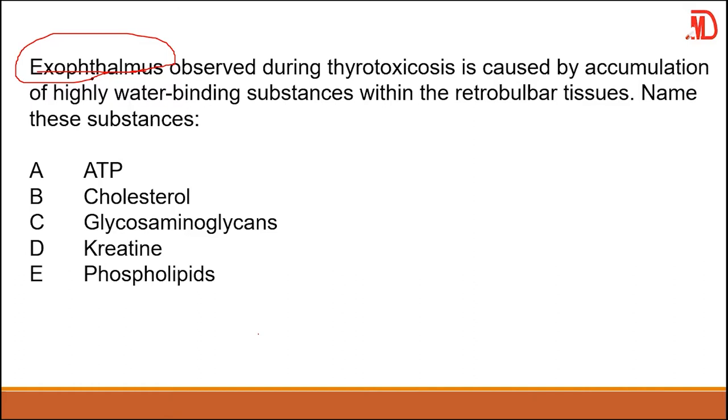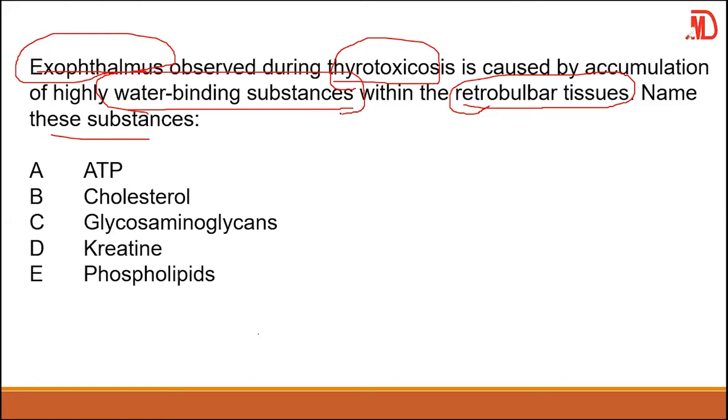So exophthalmos observed during thyrotoxicosis is caused by accumulation of highly water-binding substances within the retrobulbar tissues. Name these substances, exophthalmos in thyrotoxicosis. Accumulation of what? Highly water-binding substances. So the question now is that inside the tissues of the eye, what substance has high affinity for binding to water?